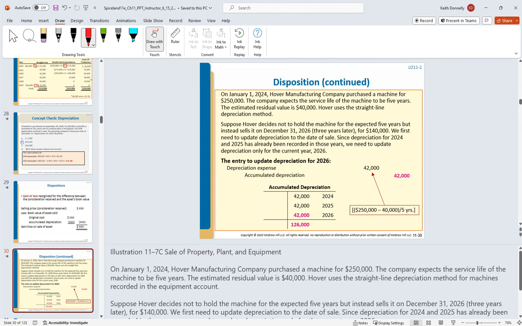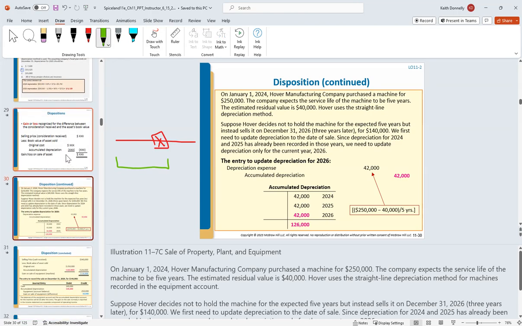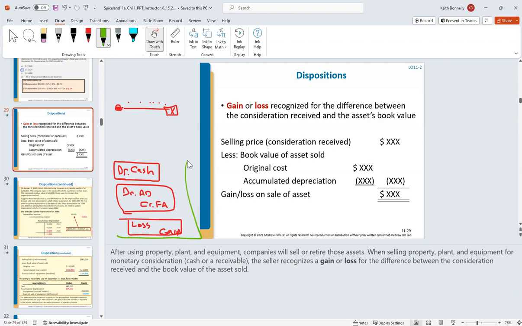On here, it says on January 1st, 2024, same facts set here. They didn't hold it for 5 years, but instead they sell it 3 years later. So we got a 5-year asset, but 3 years in, they sell it. One of the things we got to do is make sure that whenever we do this journal entry, this accumulated depreciation is up to date, all the way up to the date of sale.